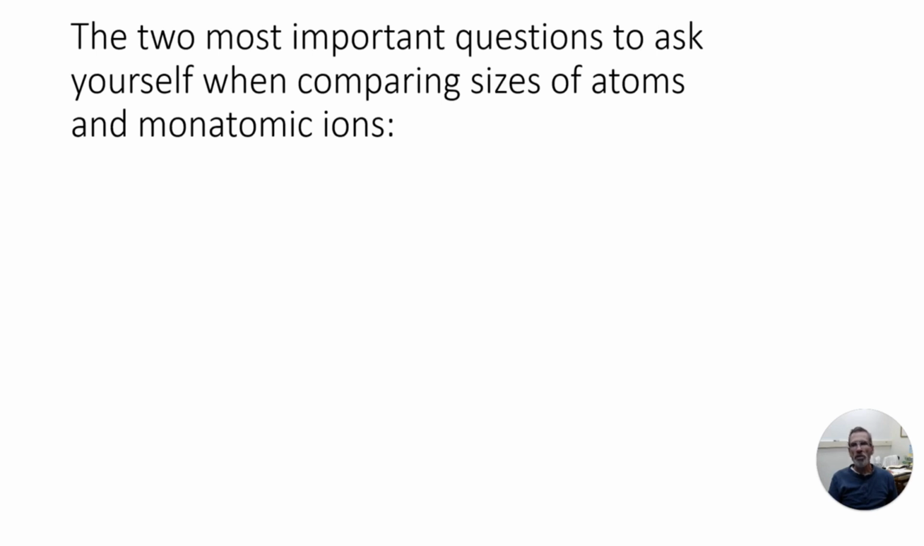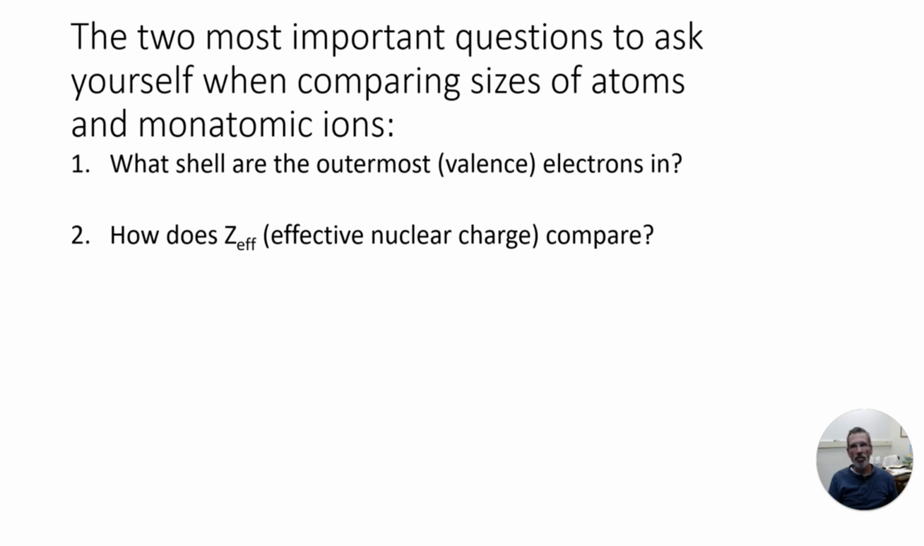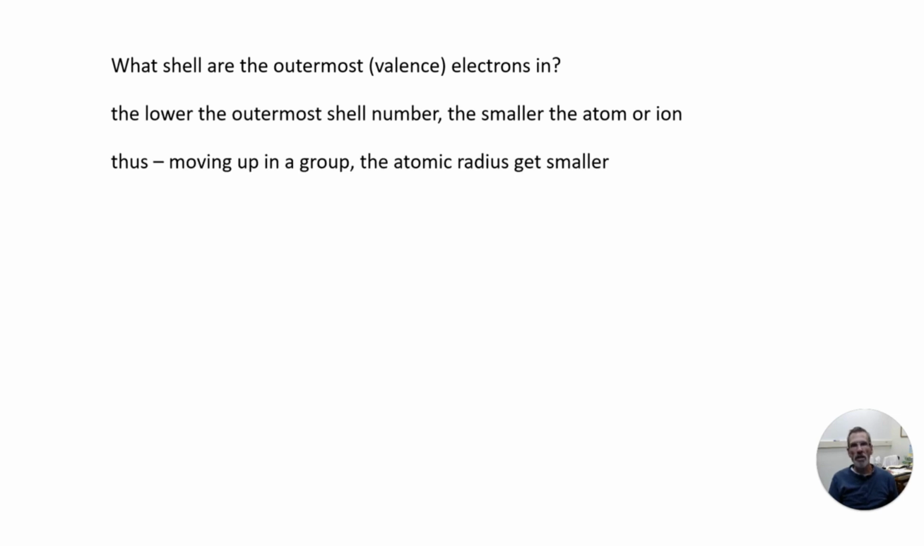And doing that comparison requires that we think mostly about two important questions. What is the outermost shell? That's going to determine the size. And also, what is the effective nuclear charge? So when we think about the effect of the outermost shell, the thing that we have to remember is the lower or the smaller the outermost shell number, the smaller the atom or the ion is going to be.